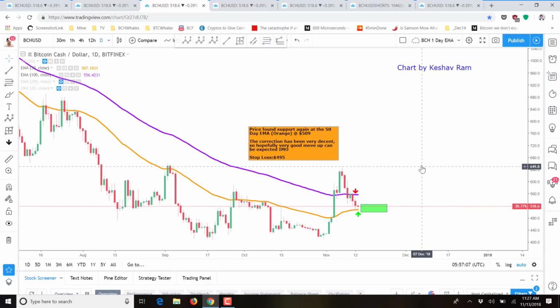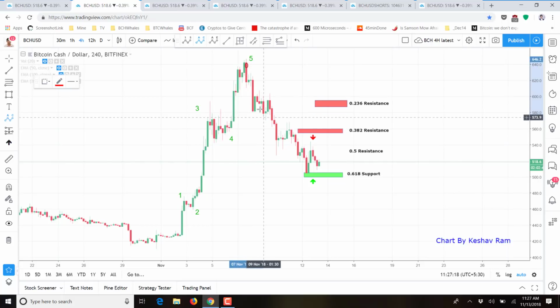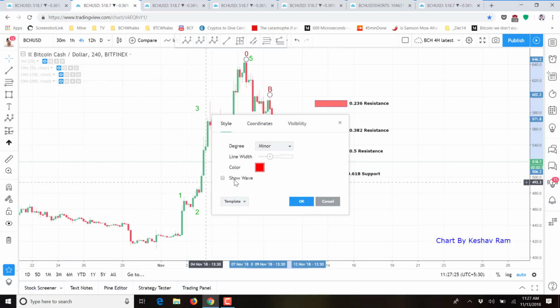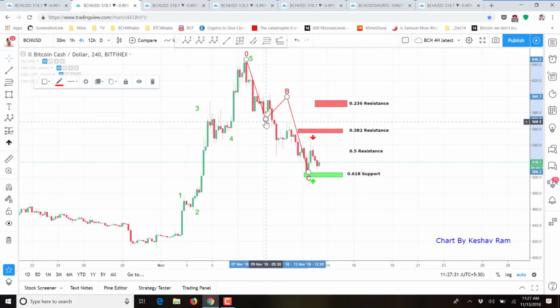So this is the one-day chart. Now let's go down to a smaller time frame, which is the 4-hour chart. In the 4-hour chart, our initial assumption was that this is A wave, this is B wave, and this is C wave. Then the day before yesterday, we changed it, saying that this is A and this is B and this is C. And we did not change C.